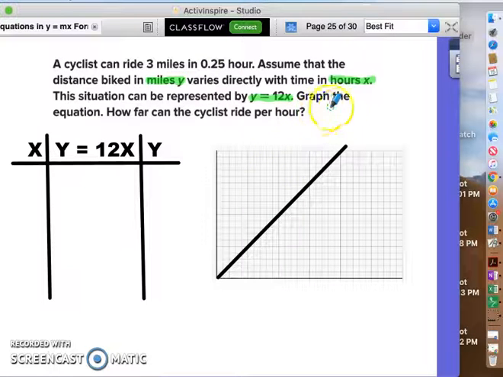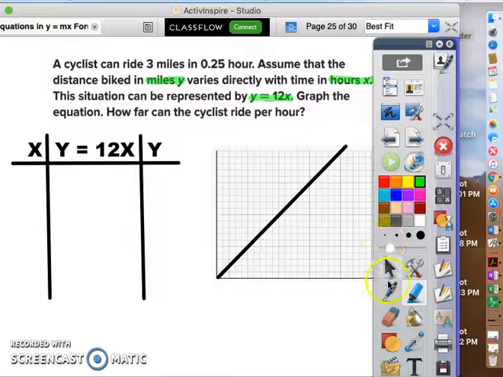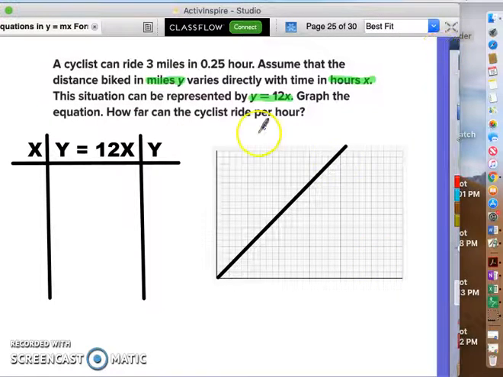Okay, graph the equation and how far can the cyclist ride per hour. So I like to write the label first. My graph label would be cyclist rate. I think I'm spelling that wrong, aren't I? I did. Let's just see. Cyclist rate.